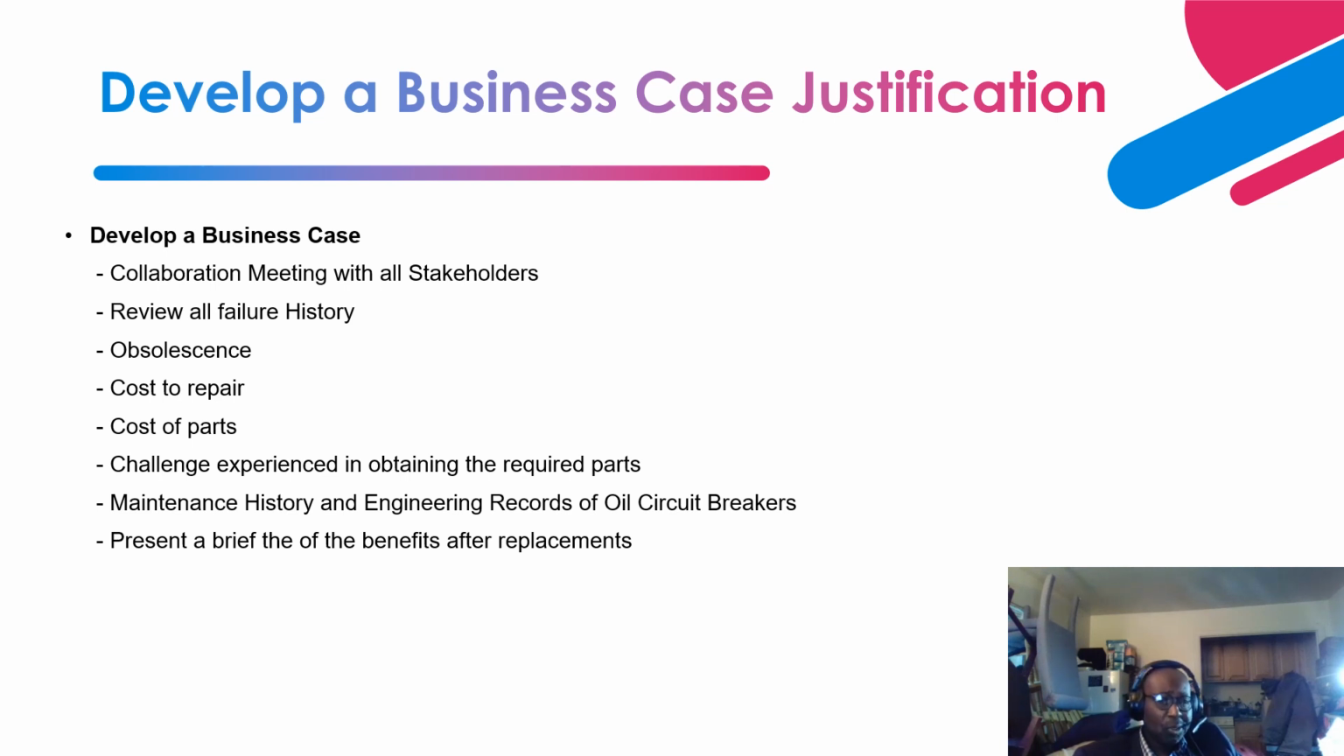Okay, so the next thing you want to do is develop a business case justification, and that involves, first of all, setting up a collaboration meeting with your stakeholders. And who are the stakeholders that should be tied to this replacement strategy? Those are your operations staff, operation foreman if you have one, maintenance staff, maintenance foreman, engineering manager, and basically design engineering. And asset management. The asset management group should also be part of this collaboration.